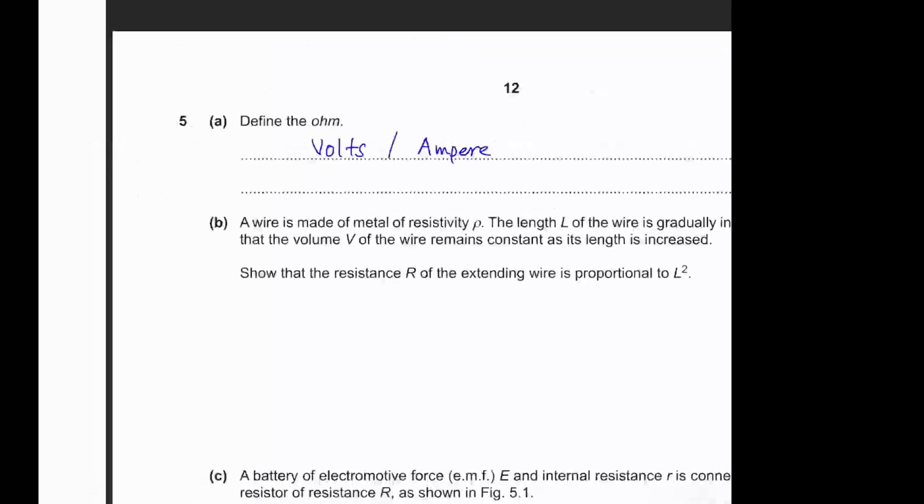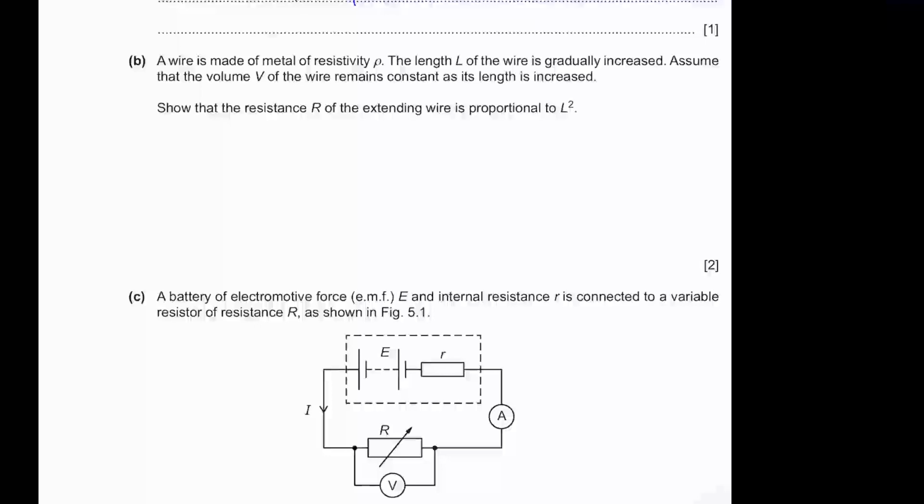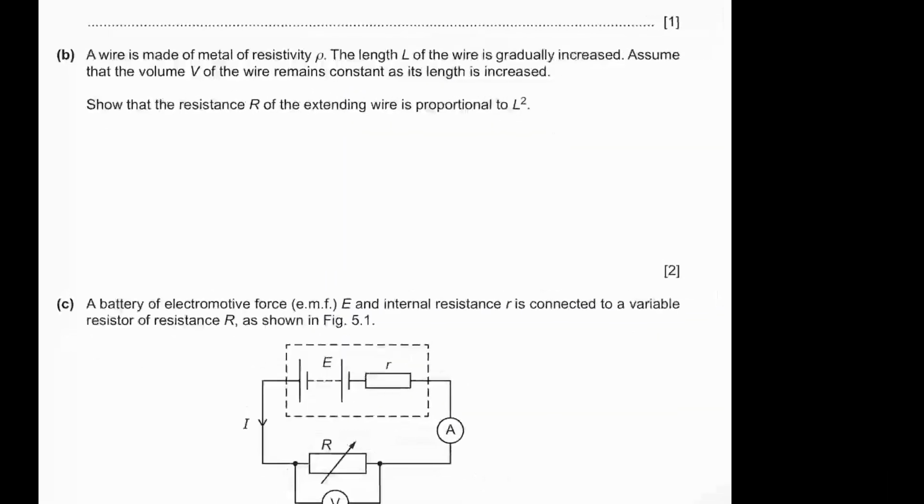A wire is made of metal of resistivity rho. The length L of the wire is gradually increased. Assume that the volume V of the wire remains constant as the length is increased. Show that the resistance R of the extending wire is proportional to L square.